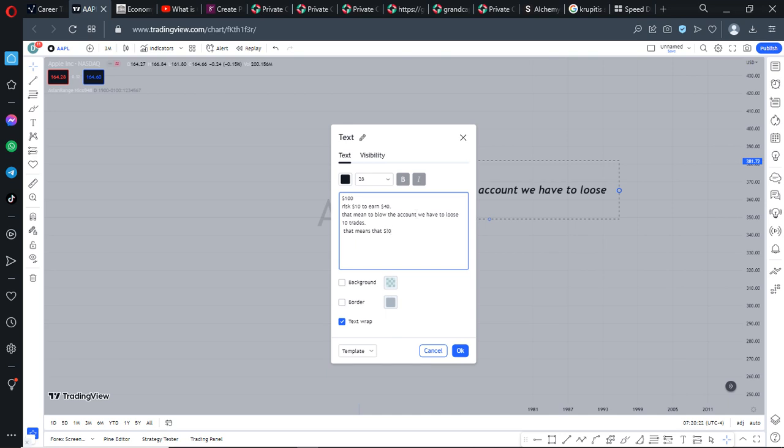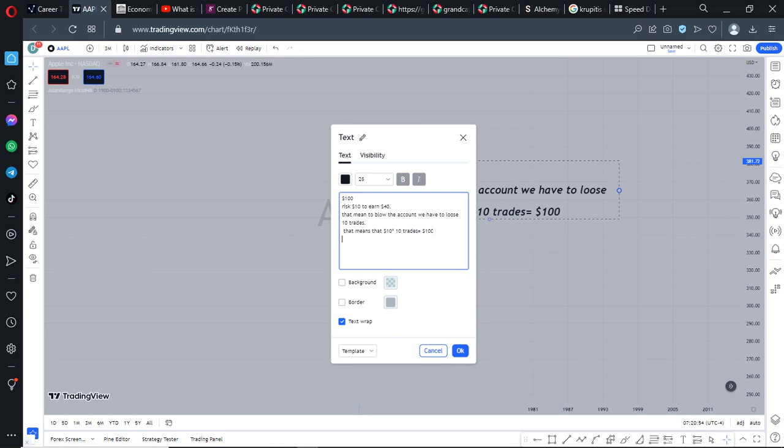So that means $10 times 10 trades is equal to what? It is equal to $100, right? So we do that right here. It is equal to $100.